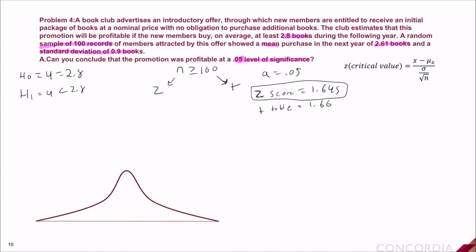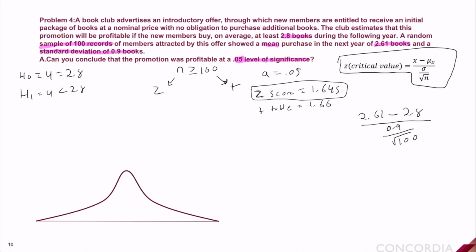So now that we have our cutoff point, we have to find our critical value, which the formula for is right here. And we'd have to plug in the sample mean of 2.61 minus the population mean, 2.8, over the standard deviation, which was 0.9, over the square root of 100. And that gave us a value of negative 2.11.